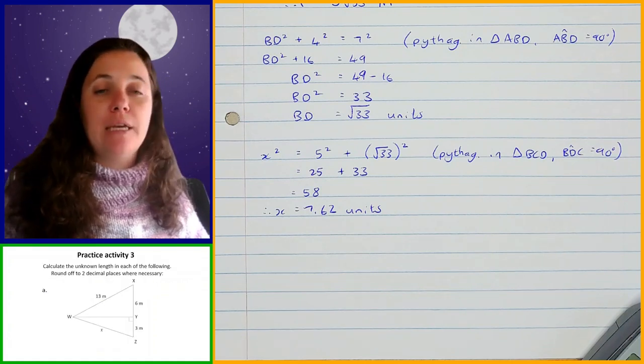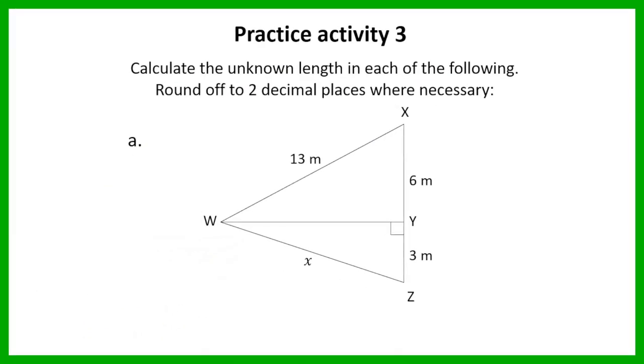Okay, so in this one over here, you have got to work out the value of x, and you've got a triangle that is split up into two triangles, with a line WY, which is perpendicular to XZ. You need to work out the value of x using all the information that you can, and bearing in mind that you can only use Pythagoras in a triangle that is a right-angled triangle.